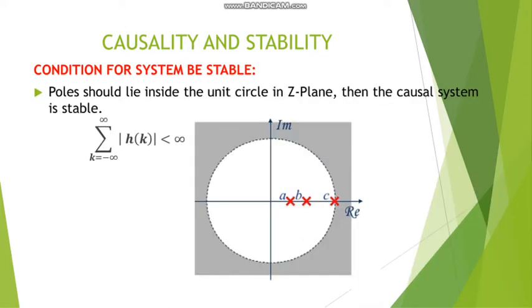Now we are going to see the condition for a stable system. The condition for a stable system is that the summation of h of k from k equals minus infinity to infinity should be less than infinity. That means h of k should be absolutely summable, and also the poles should lie inside the unit circle in the z plane. So a system that satisfies these two conditions is called a stable system.